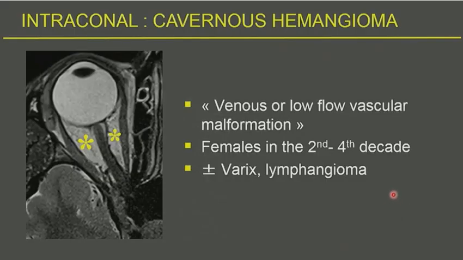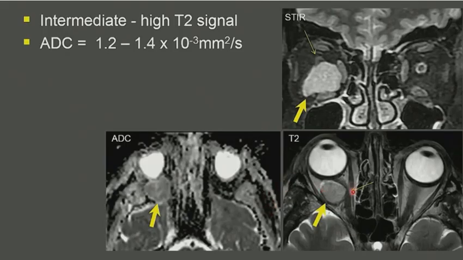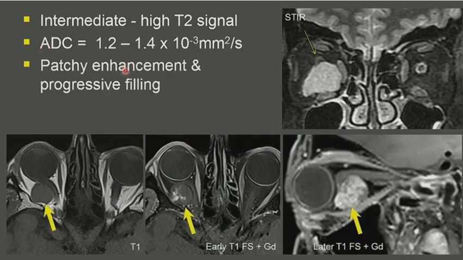Now, cavernous hemangiomas are the most common benign tumors in adults, and they're typically located in the intraconal space. They're called venous or low-flow vascular malformations. Sometimes they're associated with varices or with lymphangiomas. What's typical of these lesions? They have an intermediate signal on T2, and they displace the optic nerve. On fat-saturated T2 or on STIR images, they have high signal, and the ADC value is above the limit for benign lesions. These hemangiomas also have patchy enhancement on early images with progressive filling on later sequences.